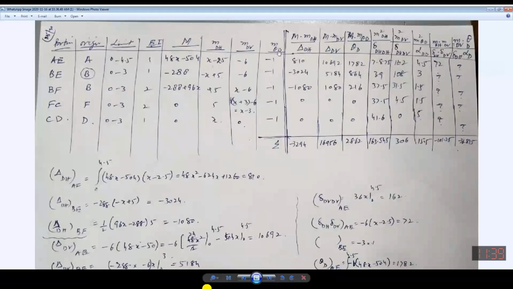When you will be multiplying M, capital M, with any other, this one, and this one, multiplication of these two will be giving you delta DH. Multiplication of this and this will be giving you delta DV. Multiplication of M and small m theta will be giving you theta D. Am I right? Is it okay?